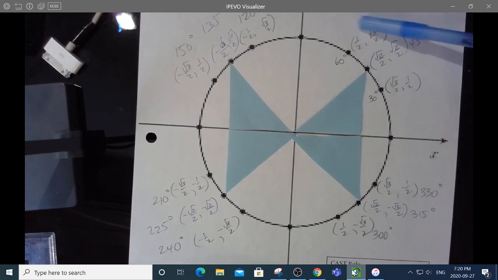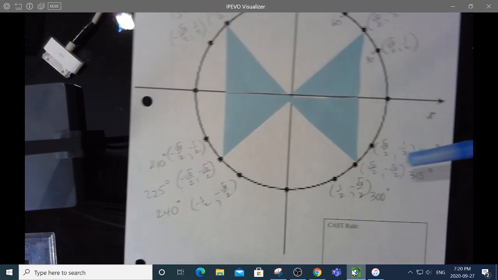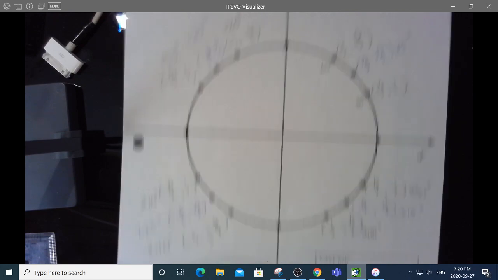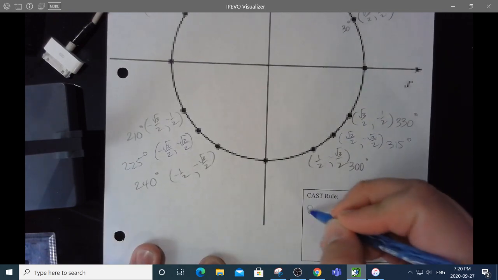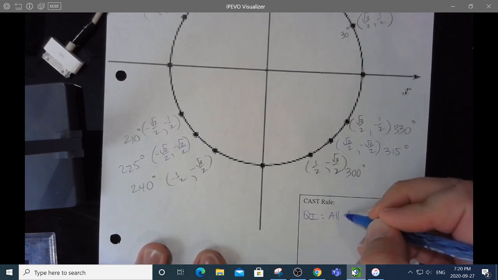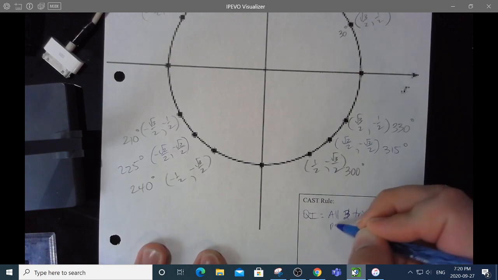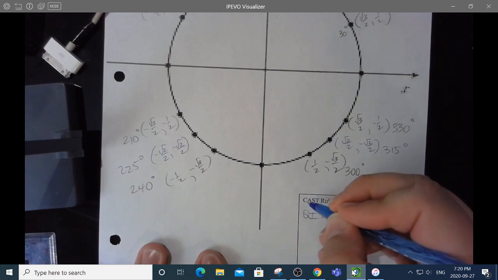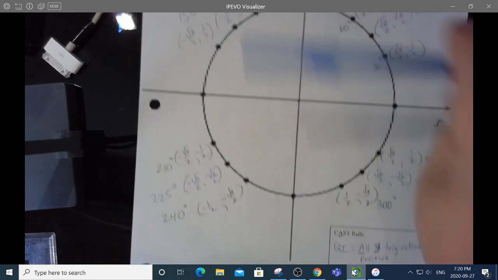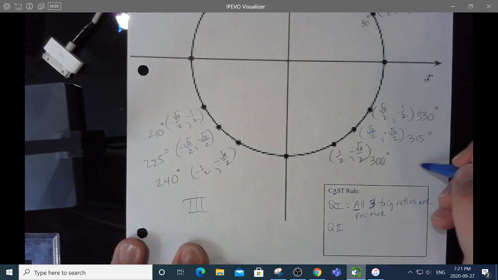There. All the x's and y's are positive here. All the x's are negative but y's are positive here. X and y are both negative there. And here x's are positive, y's are negative. There, I think I did this right. Sorry, I made one mistake on it as I did it. We have something called the CAST rule, which says that in quadrant 1, all three trig ratios are positive. And the letter A for all is A for CAST. In quadrant 2, which is over here, maybe I should label the quadrants. This is 1, this is 2, this is 3, and this one over here is 4.